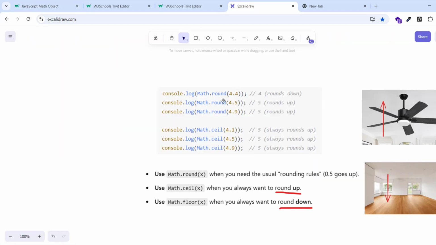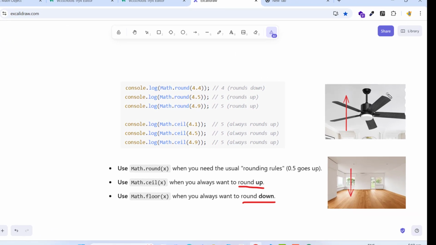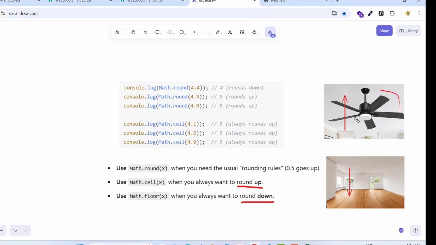I have a great analogy to understand Math.floor and Math.ceil. A ceiling is like the ceiling fan, which remains at the top. Where is the floor? It is at the bottom. This is a great analogy, a mnemonic technique you can say. If you remember this, then you will never forget it. Math.ceil means it will always round upwards, and Math.floor downwards.